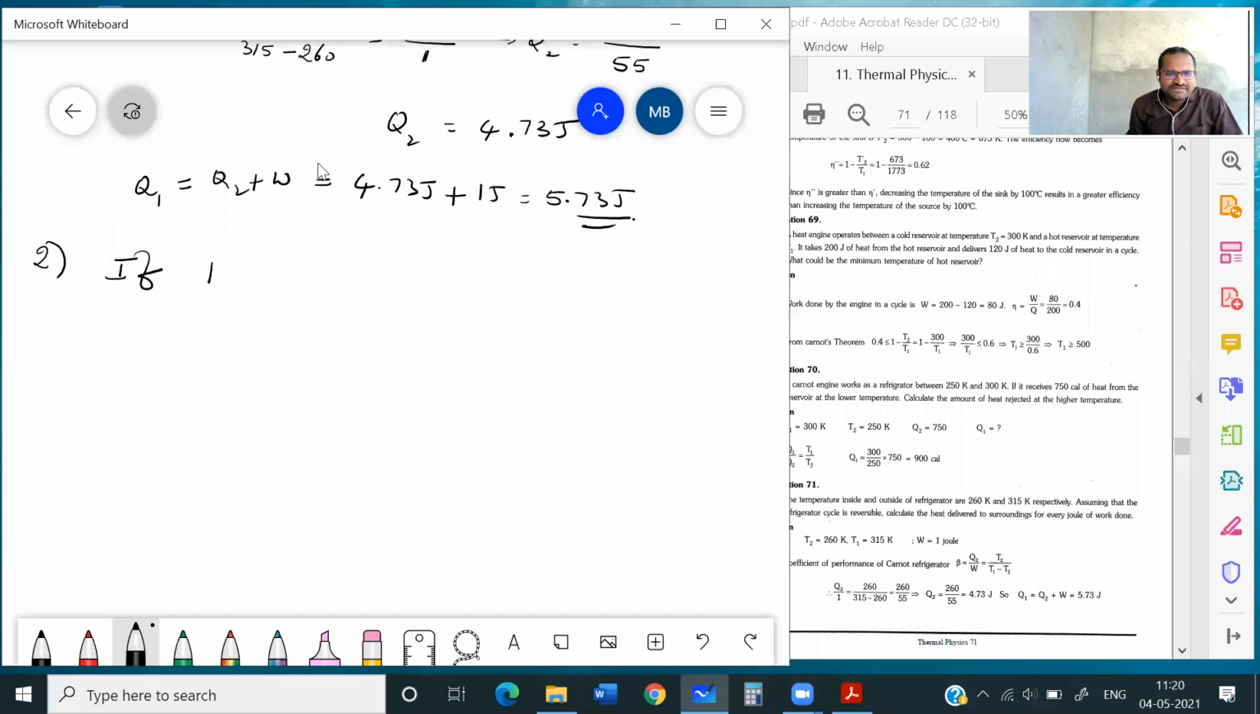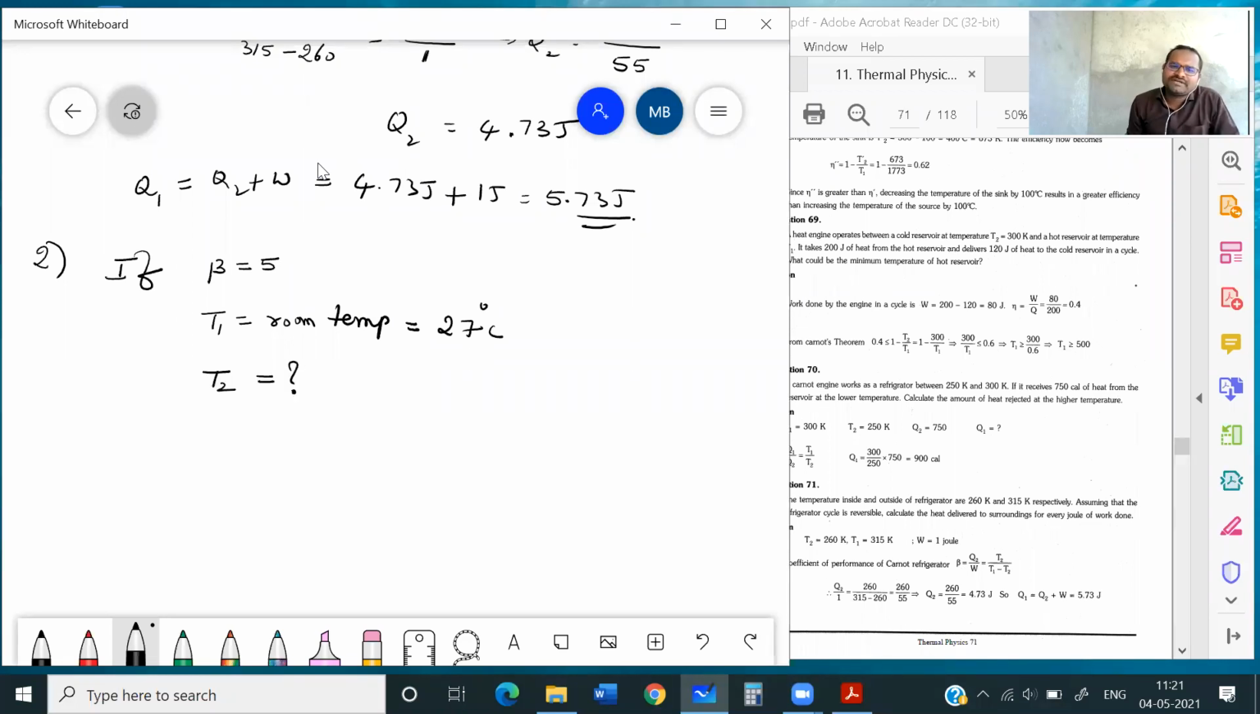The coefficient of performance of the refrigerator is 5, and it is operating at room temperature. Room temperature means how much? We have to take 27 degrees centigrade. Now the question is, find the temperature inside the refrigerator, that is, the temperature of the contents of the refrigerator. That is the question mark.